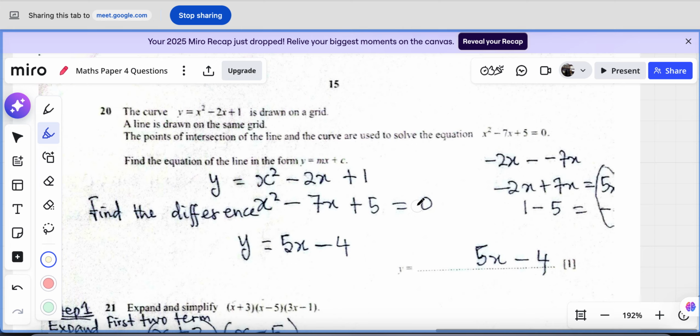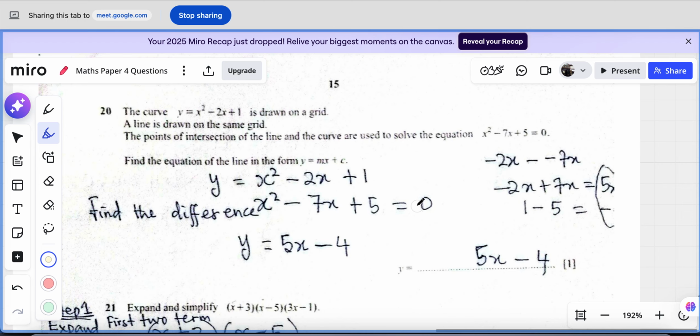Okay, let's quickly try and finish the paper. It says the curve y equals x squared minus 2x plus 1 is drawn on a grid. Now a line is drawn on the same grid. The points of intersection of the line and the curve are used to solve the equation x squared minus 7x plus 5 equals 0. Now find the equation of the line in the form y equals mx plus c.